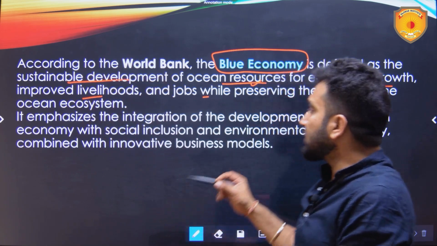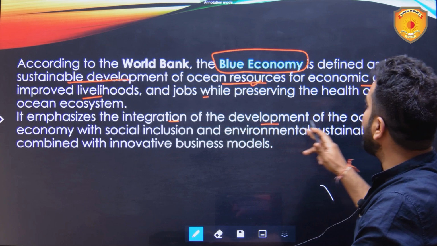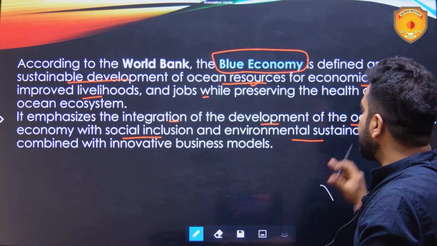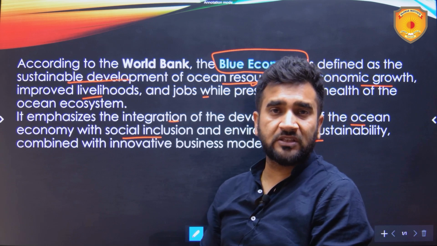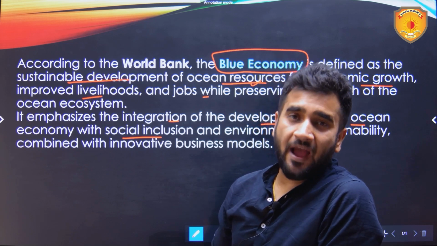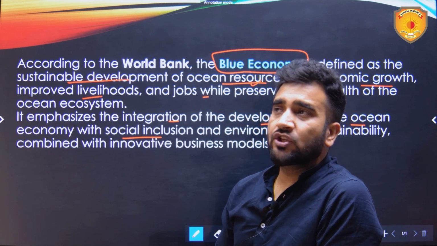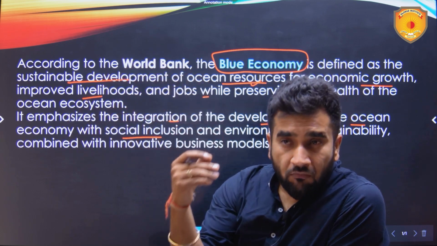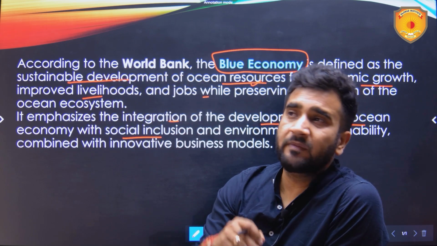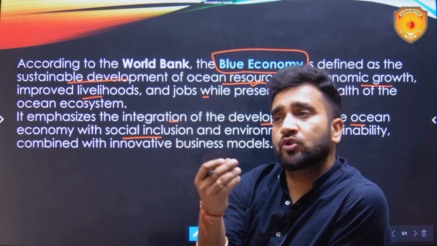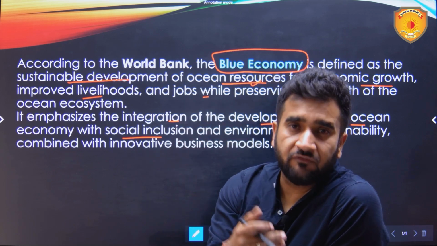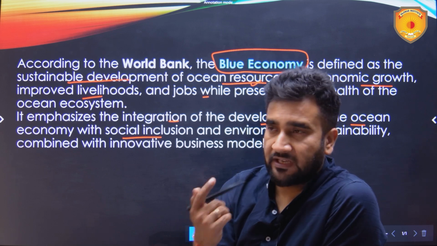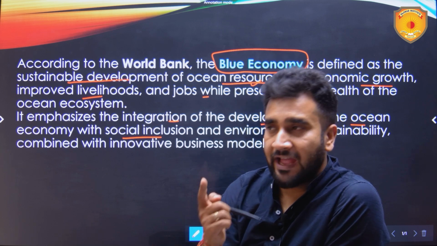Now, it emphasizes the integration of development of the ocean economy with social inclusion and environmental sustainability. Social inclusion means whatever activities are happening in that region, they should be impacting the people living in that region positively. People means the poorest of the poor should get the positive impact of that activity which is happening in the coastal areas. That is one such facet of blue economy as per the World Bank.